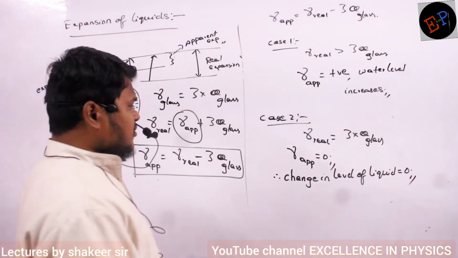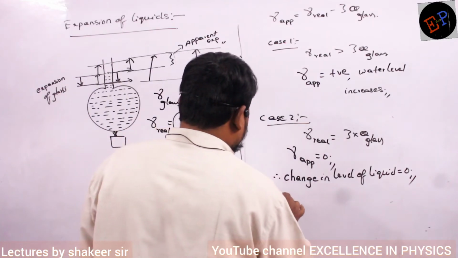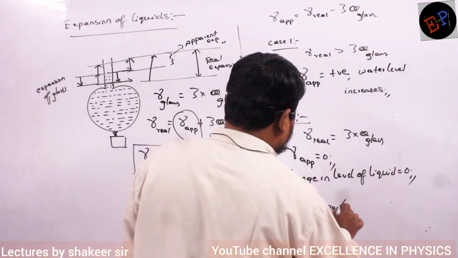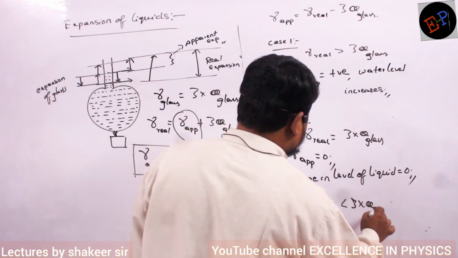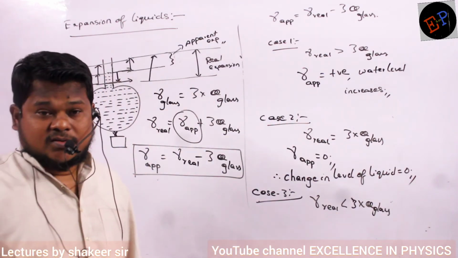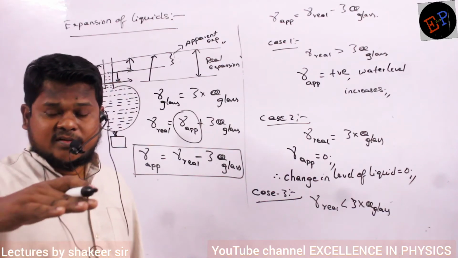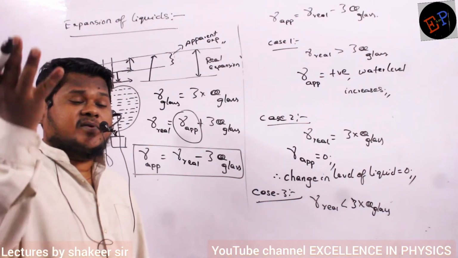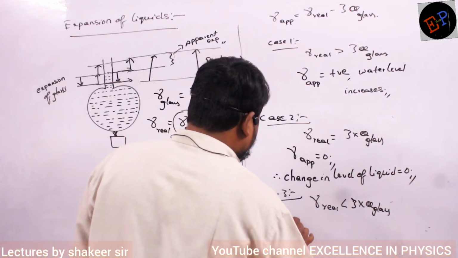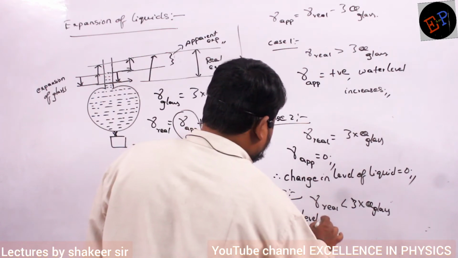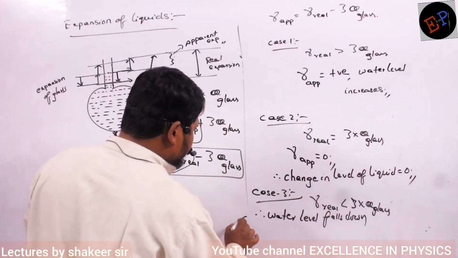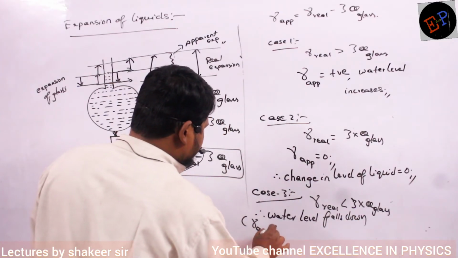That is case number 2. Now you can write case number 3, no? What is case number 3? Case number 3 is gamma real is less than 3 times alpha of glass. Then what happens? Water level falls down. So even after heating for a long time, you will see the water level has finally reduced instead of increasing. Therefore what we say, water level or liquid level, anything you can say, water level falls down. This is what you observe. Why does the water level fall down? Because apparent expansion has become negative.